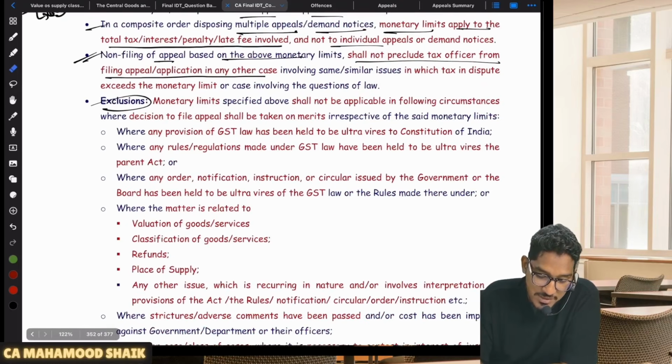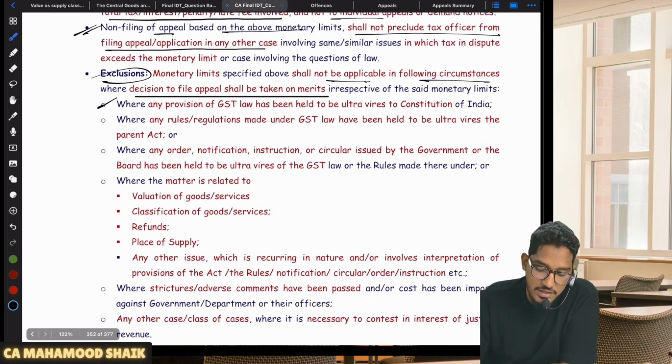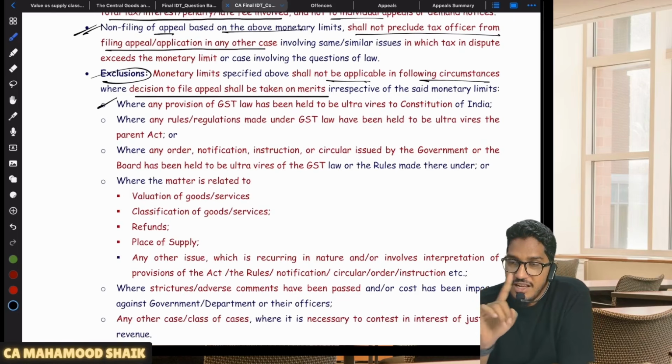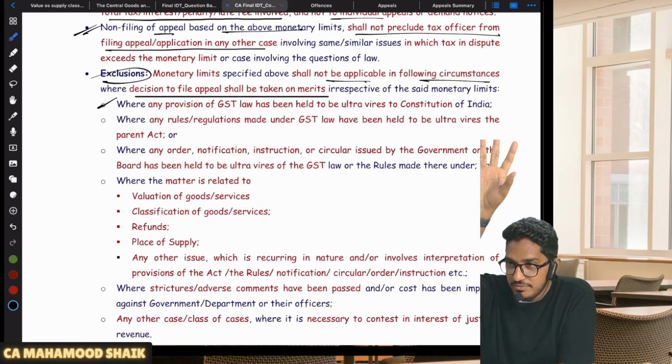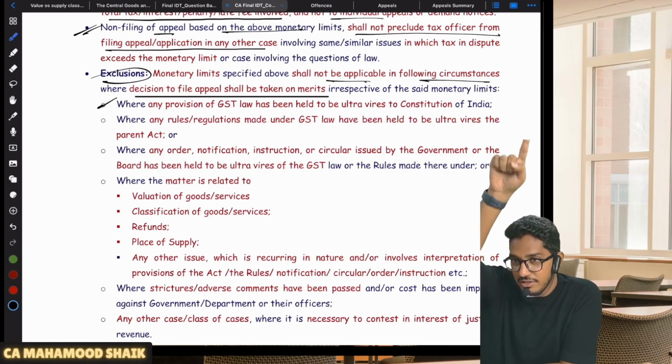So monetary limits specified above shall not be applicable in the following circumstances where decision to file appeal shall be taken on merits irrespective of the monetary limit. When, sir? Three things here. First thing, Constitution, supreme law. Act should not override Constitution. Below Act, what we have? Rules. Rules should not override Act. Below rules, we have notifications and circulars. This circular should not override the rules and Act.